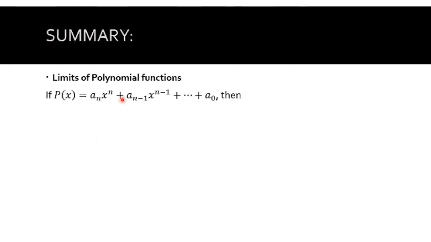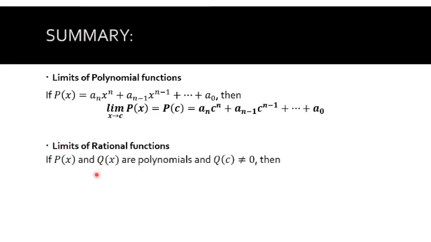Limits of polynomial functions. If p of x is equal to this expression, then the limit of this polynomial function as x approaches c is equal to the function value p of c, where we substitute c for the variable x. And limits of rational functions. If we have the quotient of two polynomials and the function value of the denominator is not equal to 0, then the limit of the quotient is equal to the quotient of function values p of c over q of c. And that's all.